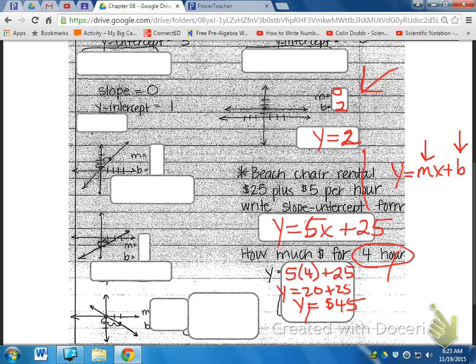Okay, so we're actually taking word problems and now applying them to slope-intercept form. So you'll get to do that more and more. Are there any questions?